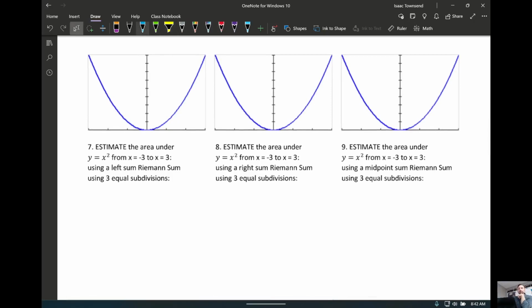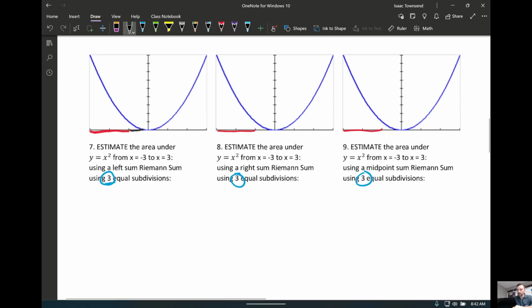So, first off, you need to be told how many rectangles there's going to be. So that'll have to be given to you in the question. So I'm going to do 3 equal rectangles, 3 equal subdivisions. So I'm going to make my first rectangle here for each of the 3, and I'm going to try to color coordinate mine to help you see where these values are coming from. That would be my second rectangle and my third rectangle. So notice how those are all equal sizes, equal subdivisions.